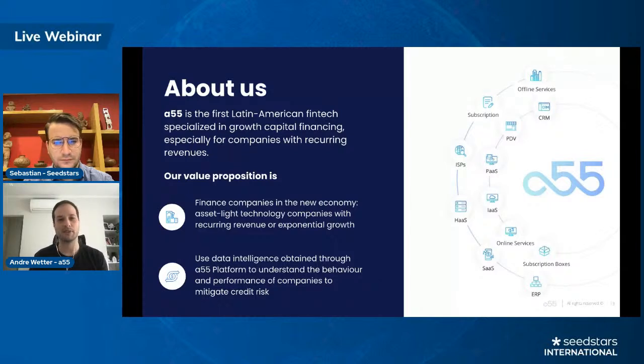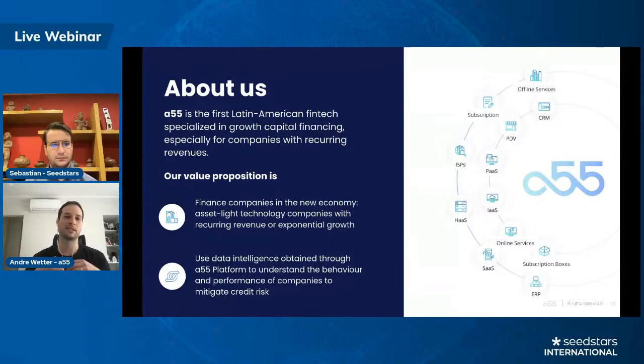So usually they don't have access to traditional banking lines because they don't have any assets to pledge. And these are companies which are mostly in an early stage of growth. So really companies which just started, maybe at $1 million in revenues.